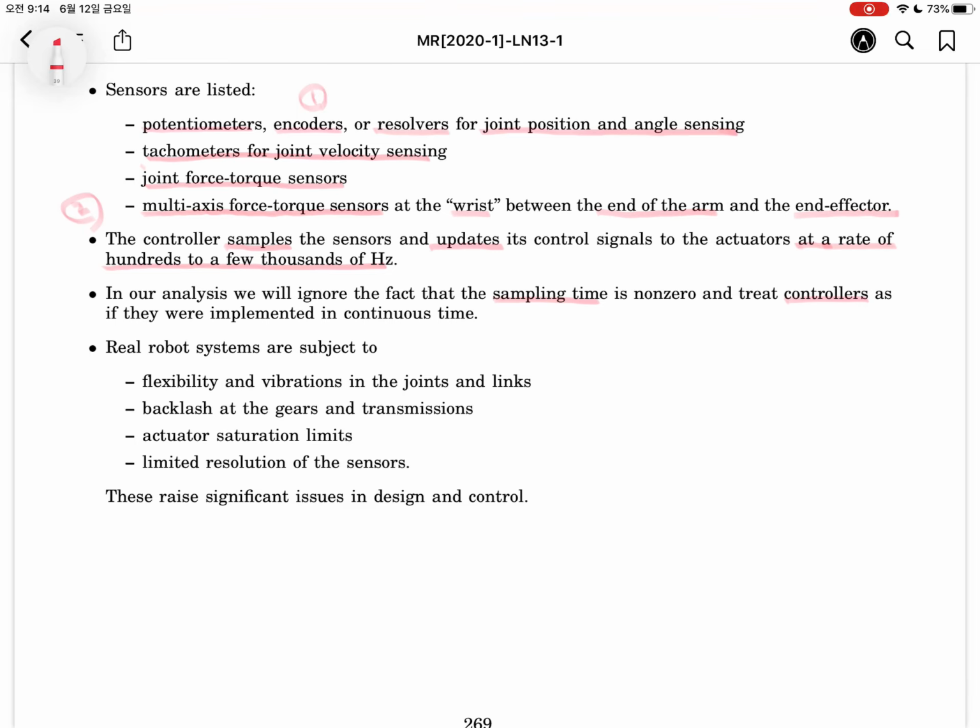Real robot systems are subject to flexibility. Much flexibility is caused by the harmonic device and vibration. Maybe the source will be the same in the joint and the link. In many cases, backlash exists in the gear device, and then actuators have performance limitations. So actual saturation limits should be considered, and the limited resolution of a sensor. This kind of issue poses a significant problem in design and control.